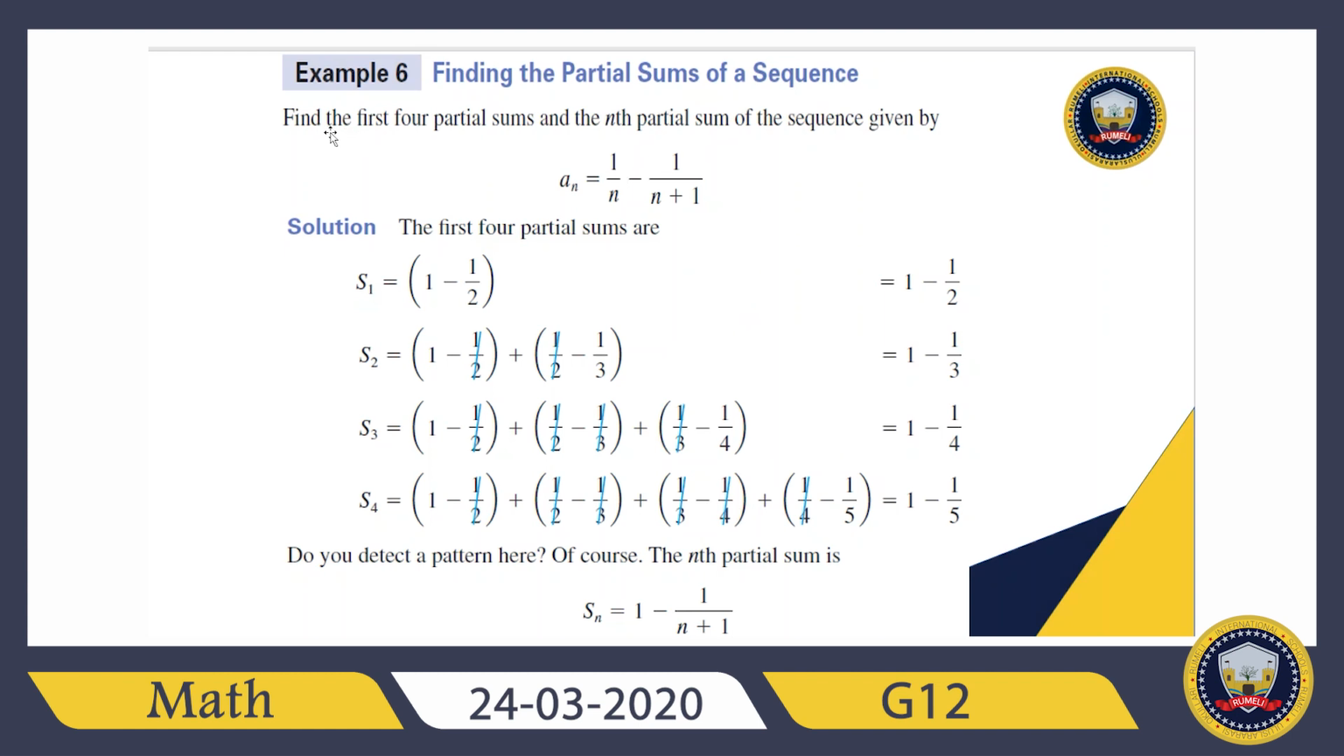For example, guys, look at this question. In this question, find the first four partial sums and the nth partial sum of the sequence given by this. So I have the formula of the sequence, which is an. I can find S1 by just finding the terms and adding them. So S1 equals a1, S2 is a1 plus a2, S3 equals a1 plus a2 plus a3, S4 and so on. And we have the answer in this case. Then I can notice that I have a pattern here to find the general formula for the nth partial sum, which in this case is 1 minus 1 over n plus 1. As I told you guys, normally we are given this formula and this formula.